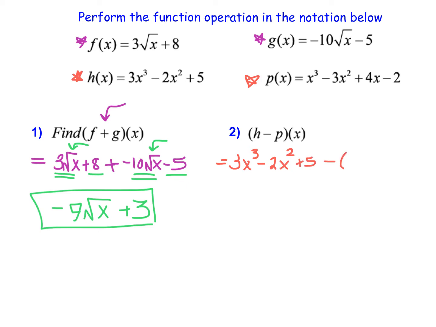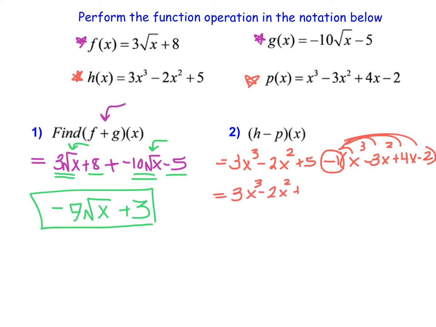Then I'm subtracting, and I'm going to put it in parentheses so I don't miss a sign change. x cubed minus 3x squared plus 4x minus 2. Now I know here I have a negative 1 to distribute out. So we have 3x cubed minus 2x squared plus 5. Then we have minus 1x cubed plus 3x squared minus 4x plus 2.